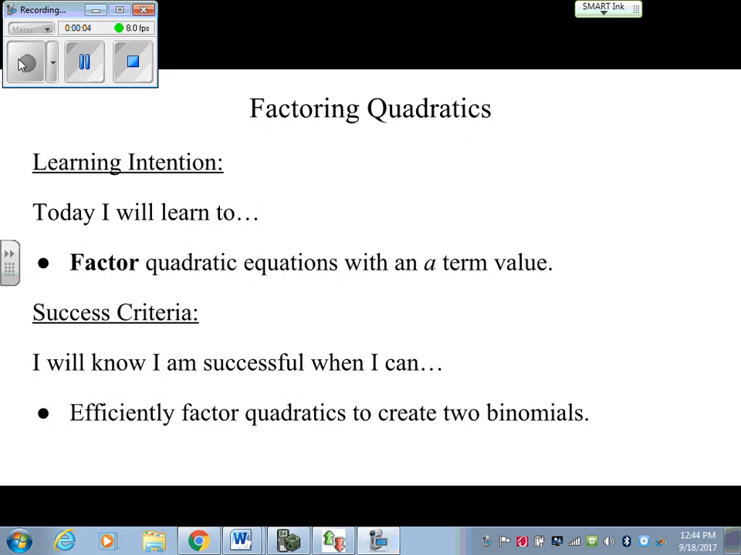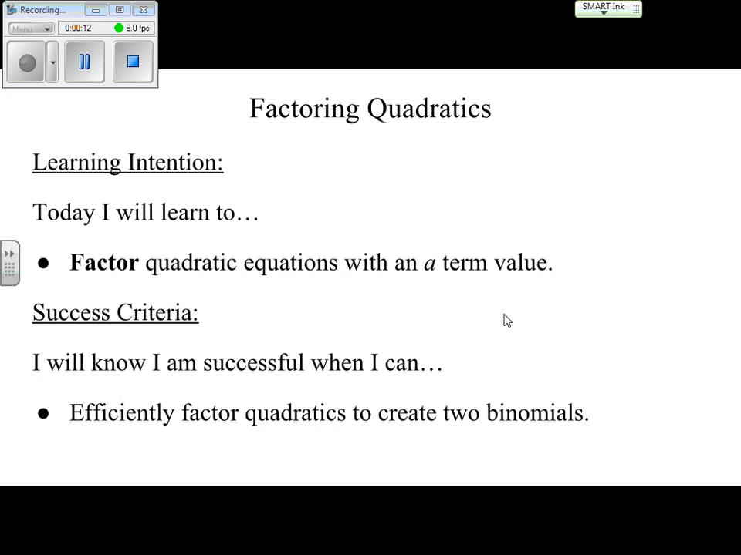Today we'll be continuing with factoring quadratic equations, but this time we will have an a-term value, and our goal is to efficiently factor quadratics to create two binomials.